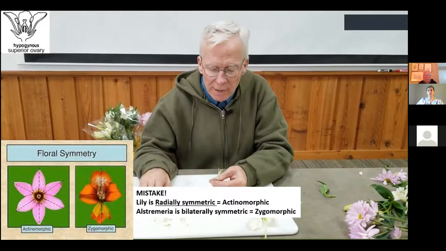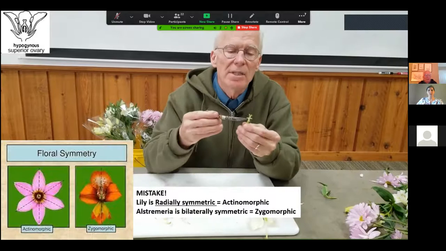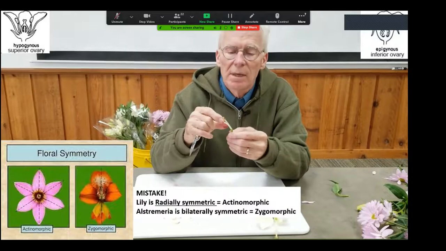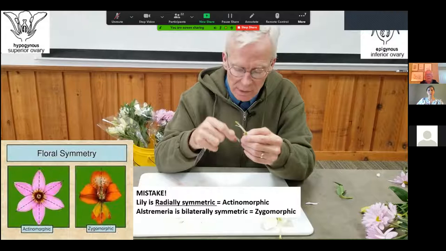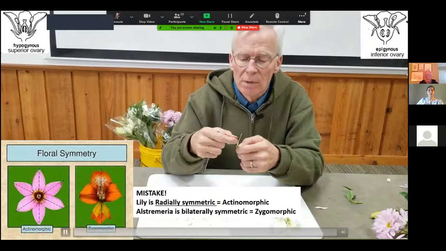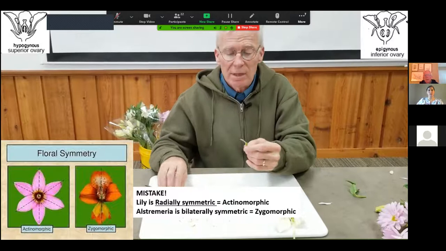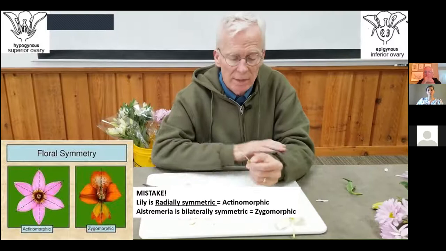Now here is the ovary. Now I took off the sepals and the petals, and I can take off the stamens. Let's see, one, two, three, four, five, six. Again, six stamens. So three sepals, three petals, six stamens. Same pattern in terms of numbers that we have in the lily.